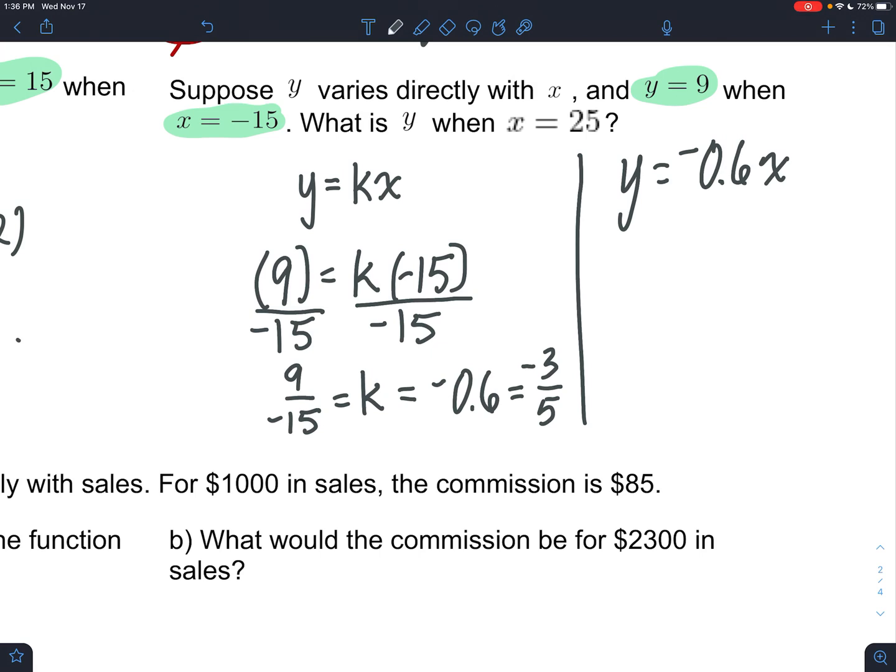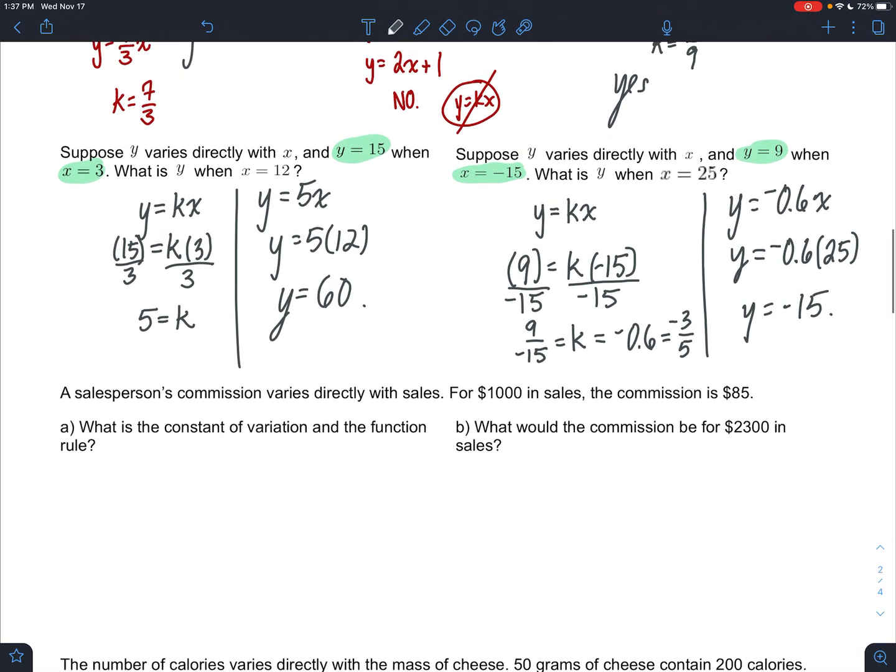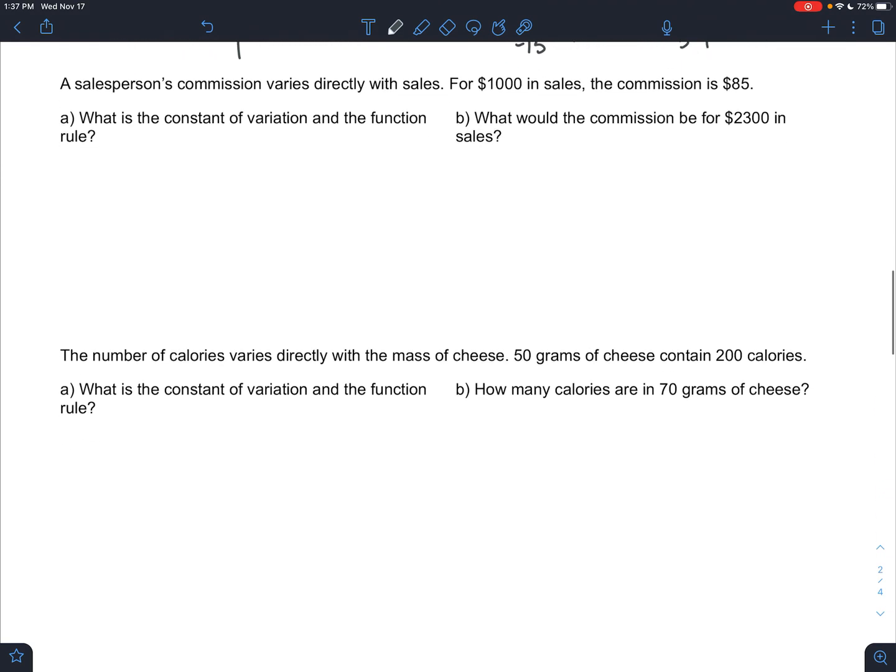And then what is y when x is 25? Well, we go ahead and take 25 and plug that in. So y is -15. Okay, did you get something similar? I hope so. But that's that. Okay, let's look at these 2 word problems.